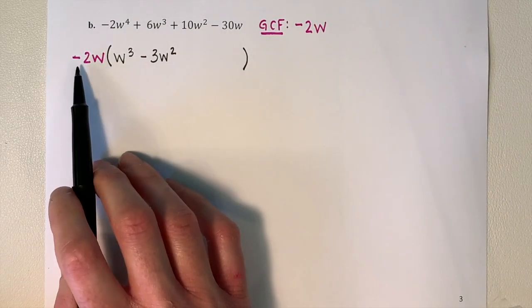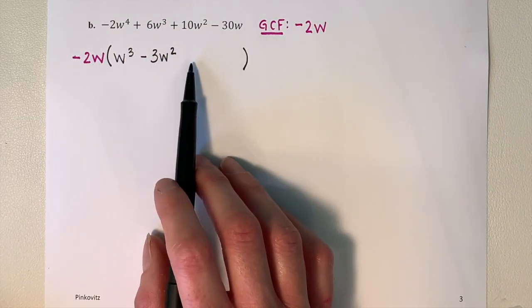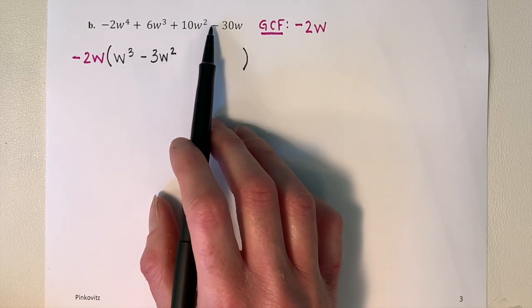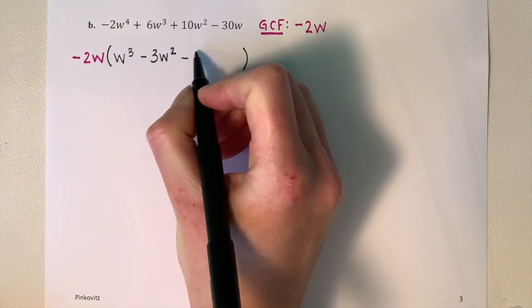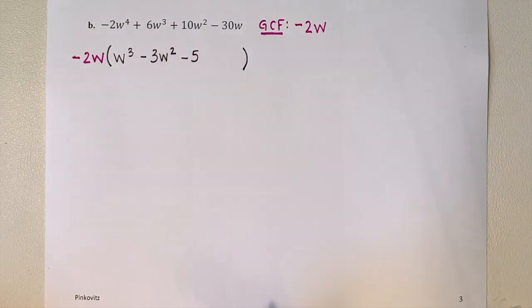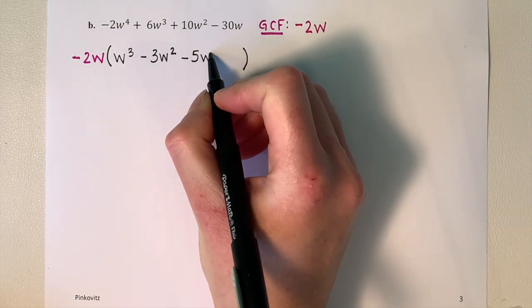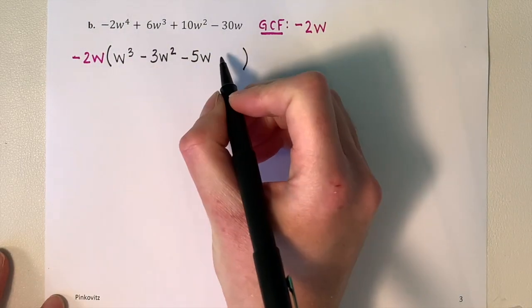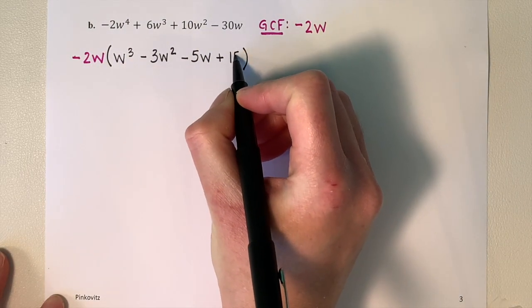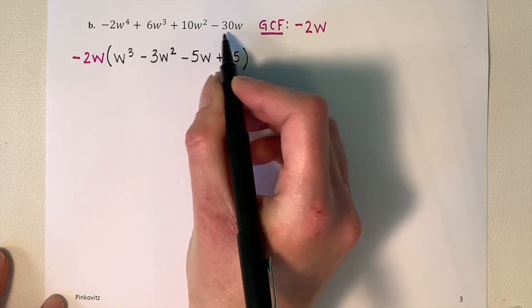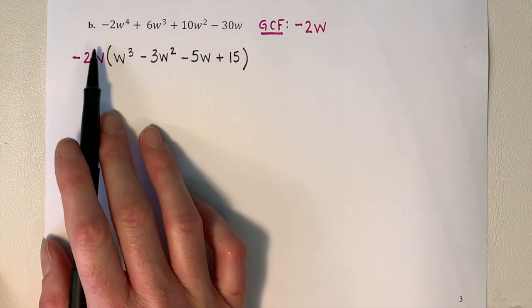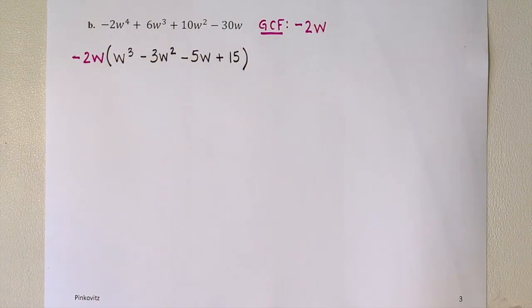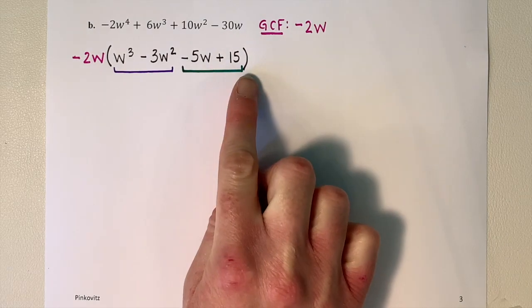Next, what do we need to multiply negative 2w by to get a positive 10w squared? Well, negative 2 times a negative 5 will give us a positive 10, and w times w will give us w squared. Finally, negative 2w times a positive 15 will give us negative 30w. Now that we've factored out the GCF, we can move on to the grouping part. We're going to group these first two terms together, and we're going to group these last two terms together.